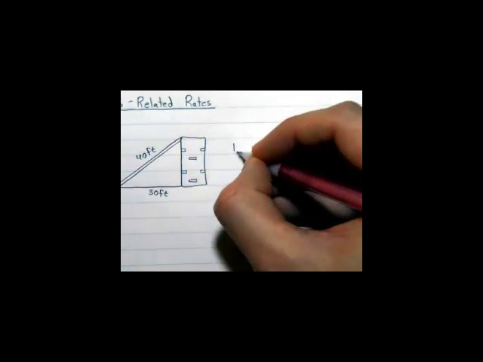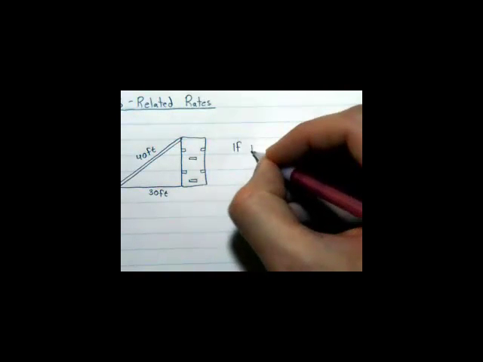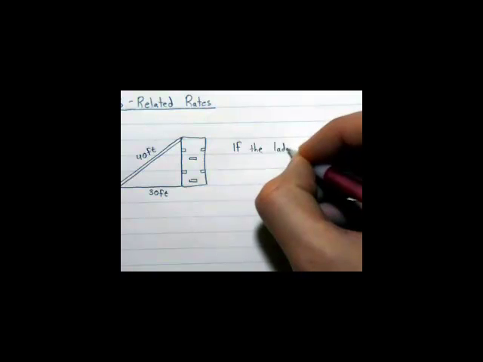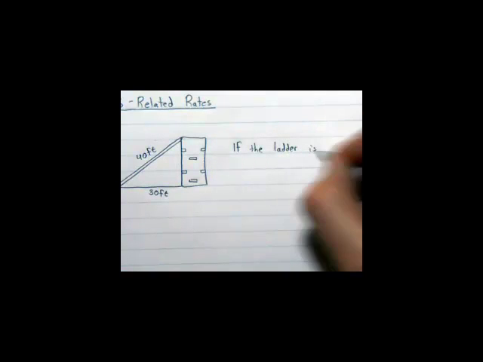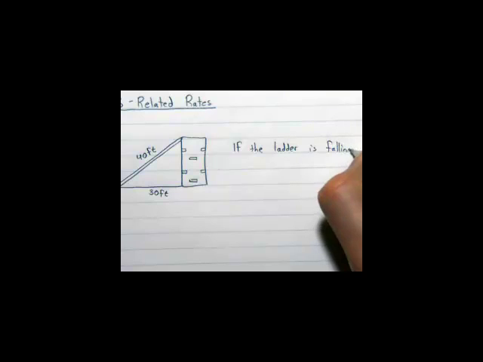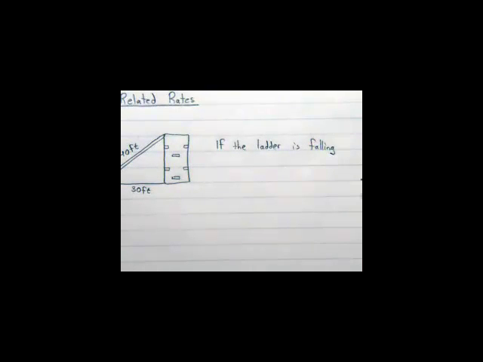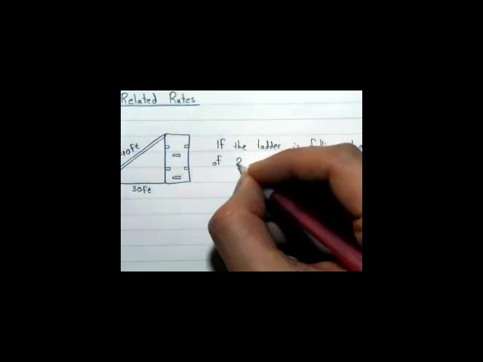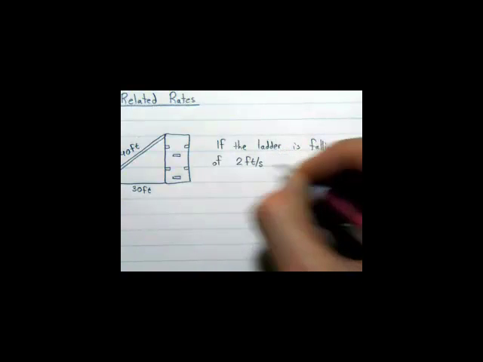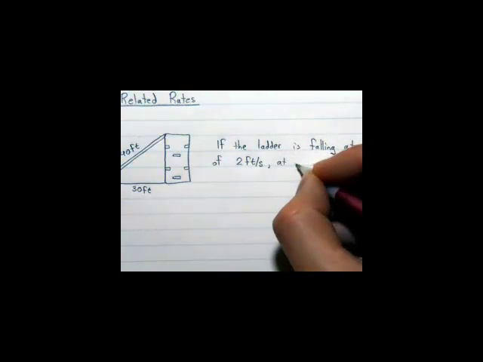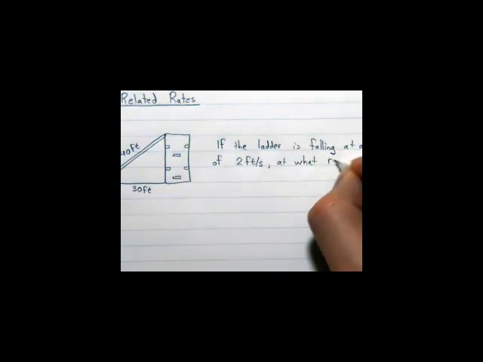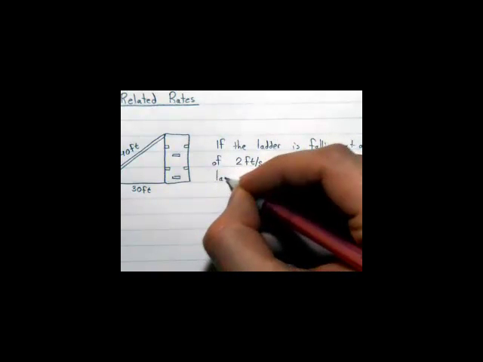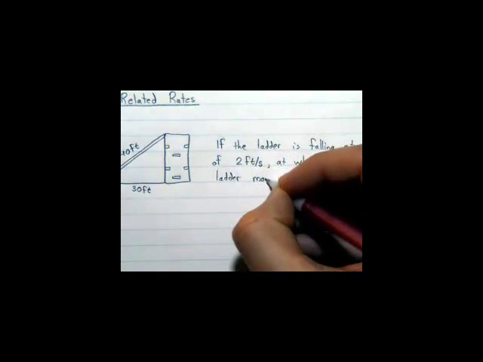So, all right, if the ladder is falling at a rate of 2 feet per second, at what rate is the ladder moving away from the wall?